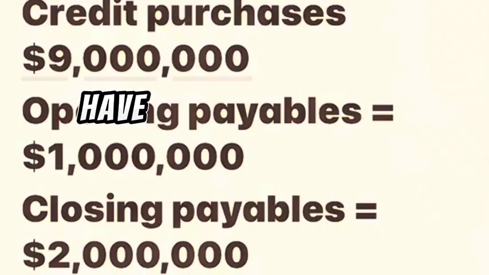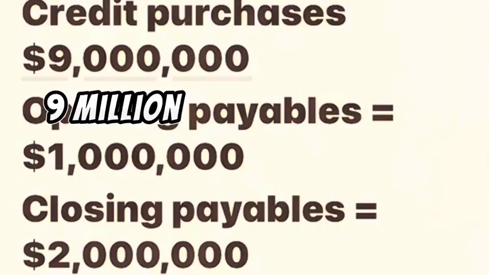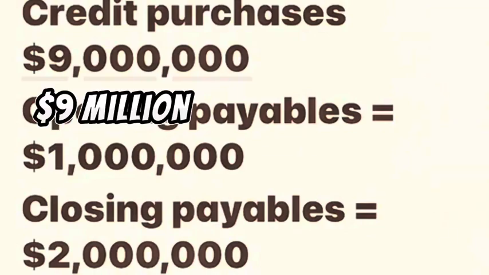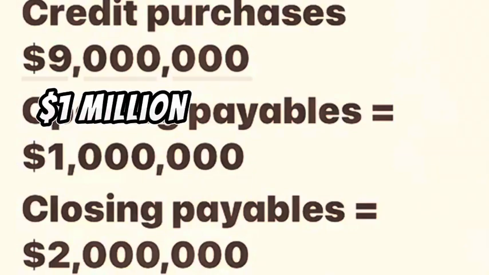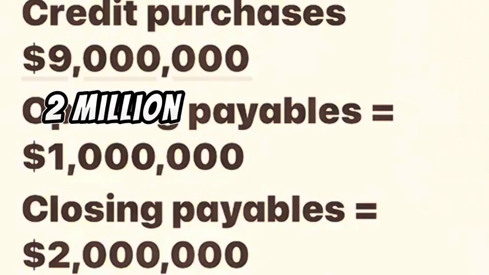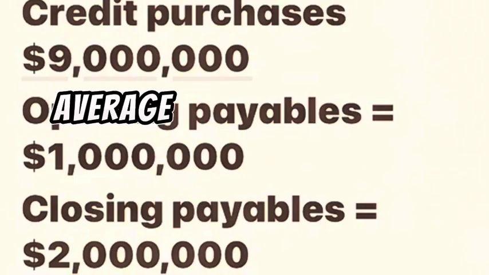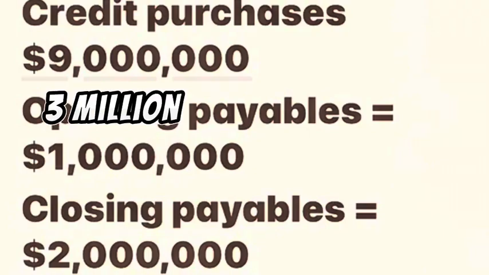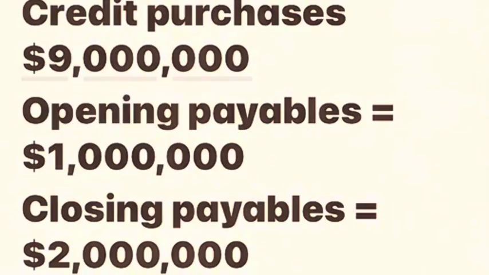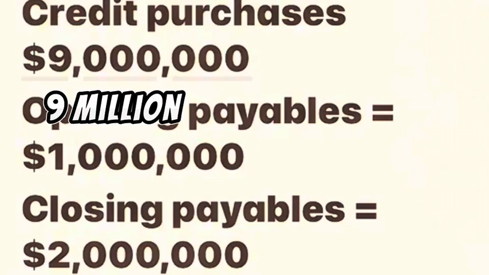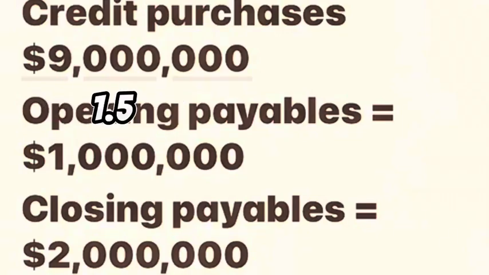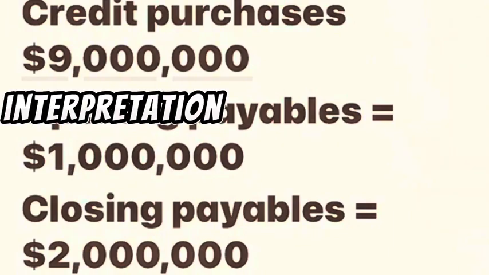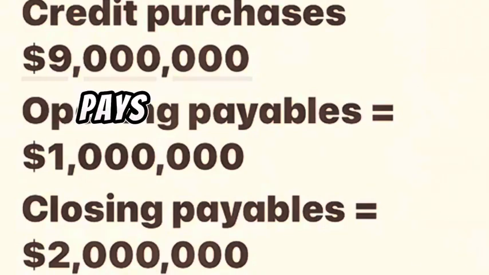We have a company having credit purchases of 9 million naira, opening payables of 1 million, and closing of 2 million. So the first thing to do is to get the average of the payables, which is 3 million divided by 2, which will give us 1.5. And you have the credit purchases of 9 million. So 9 million divided by 1.5 will give us 6 times. So 6 times, the interpretation, it means the company pays its suppliers 6 times in a year.